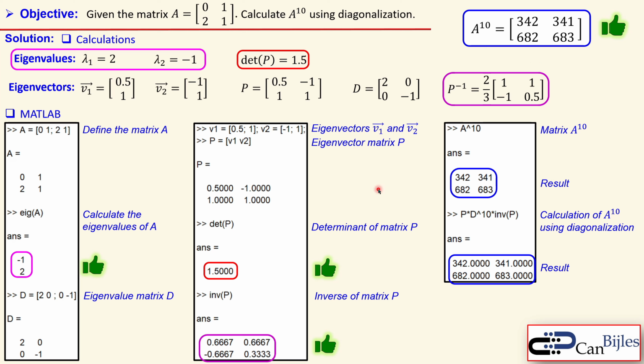Alright, that was our example considering the diagonalization of a 2 by 2 matrix. We have calculated our eigenvalues, then the eigenvectors, and we set up our eigenvalue matrix D, eigenvector matrix P, and then also calculated the inverse of that one. And we used the multiplication as we have it for the formula of the powers of a matrix.